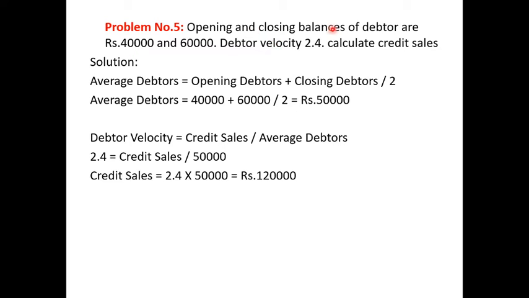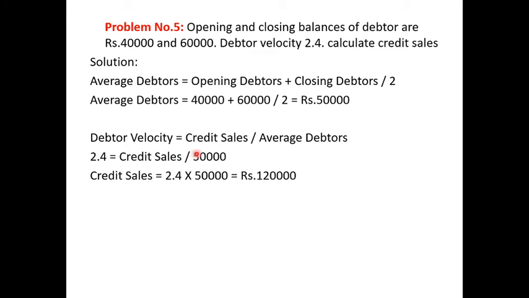Here opening and closing debtors are given. With the help of that we can calculate the average debtor. Average debtor is equal to opening debtor plus closing debtor divided by 2. So if we substitute, we are getting average debtor 50,000.